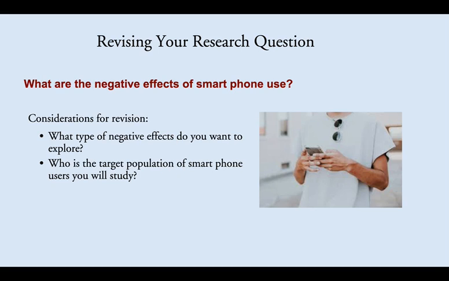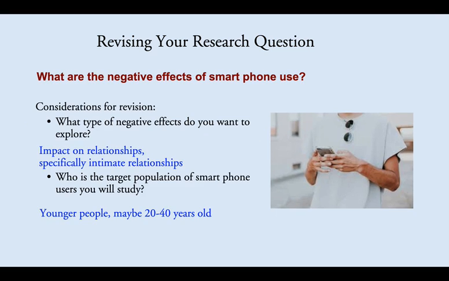To give the question more focus, we need to consider what type of negative effects we want to explore, and who is the target population of smartphone users that we want to study. We can answer these questions in this way. For example, the type of negative effects, we could look at just the impact on relationships, specifically intimate relationships or couples. For the target population, we might want to look at younger people, somewhere between the ages of 20 and 40 years old.